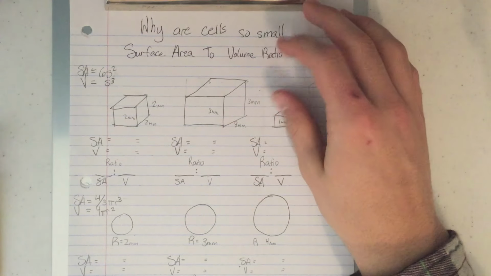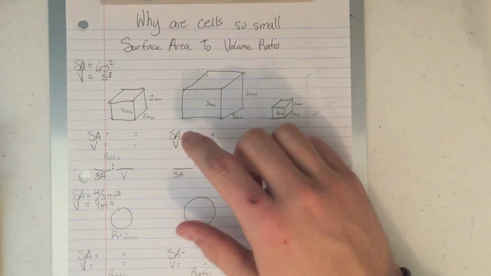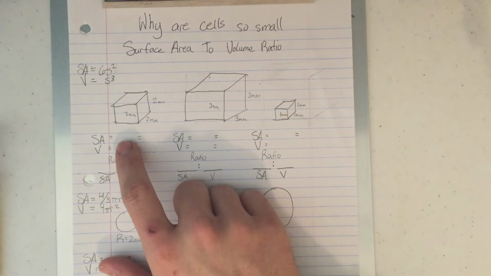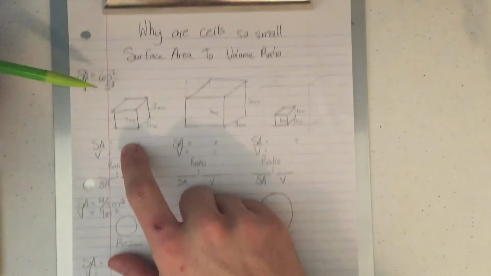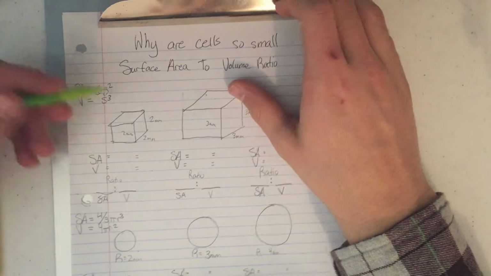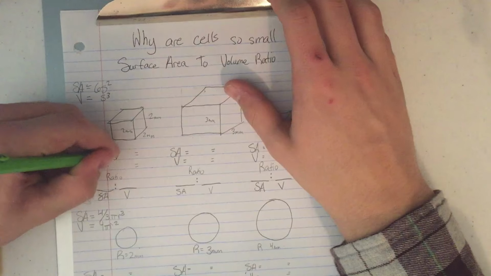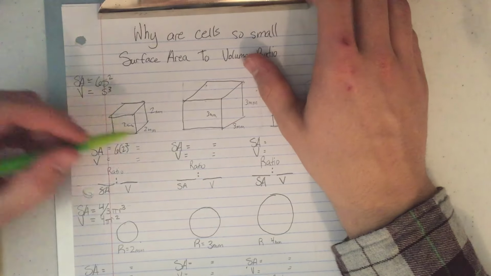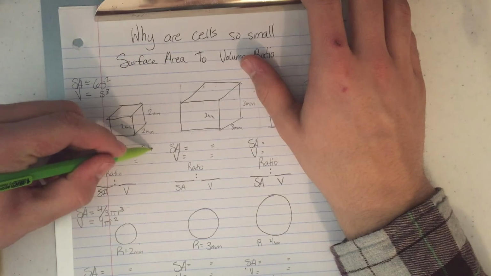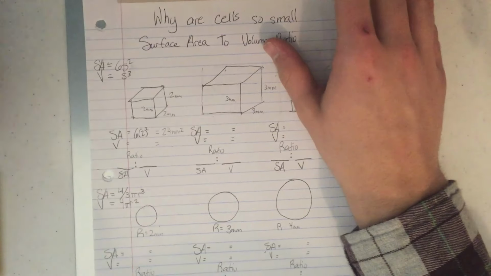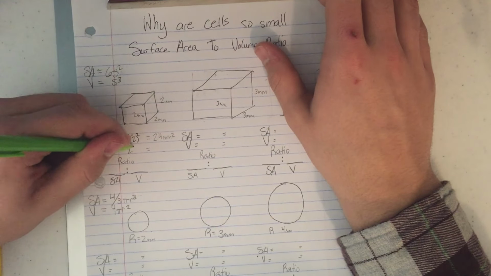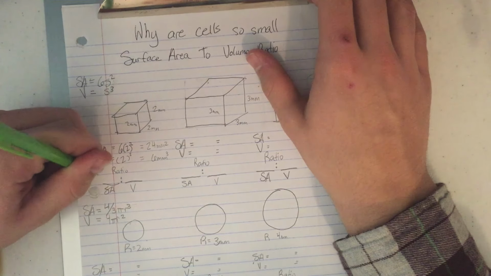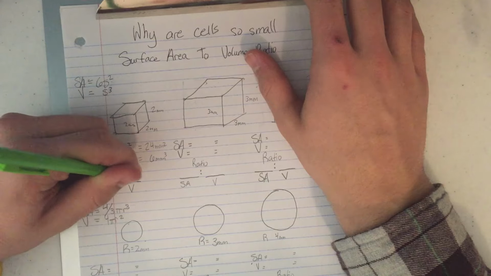Okay, so first we're just going to start out with the simple math. So the surface area of just this square. I wrote the equations here, so this would be 6 times 2 squared, so 2 times 2 is 4, 4 times 6 is 24, so 24 millimeters squared. And then volume is cubed, so 2 cubed, 8 millimeters cubed, so that's 24 to 8.